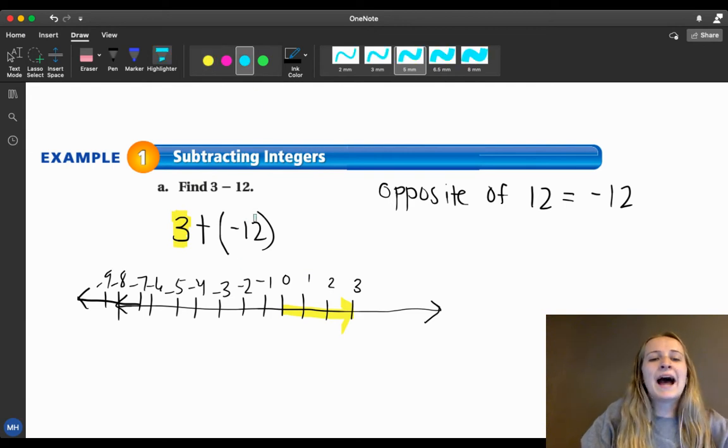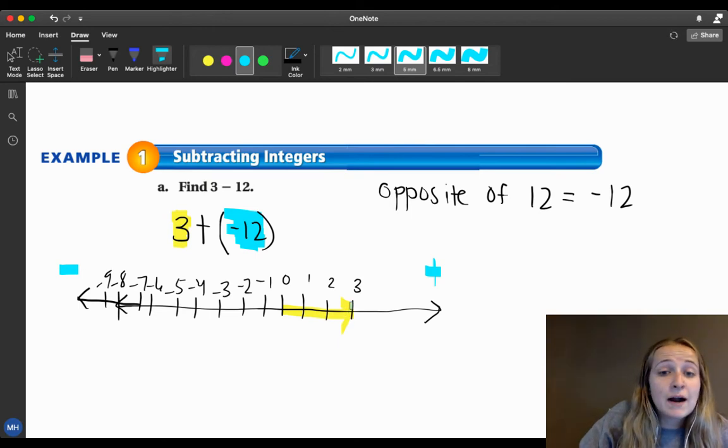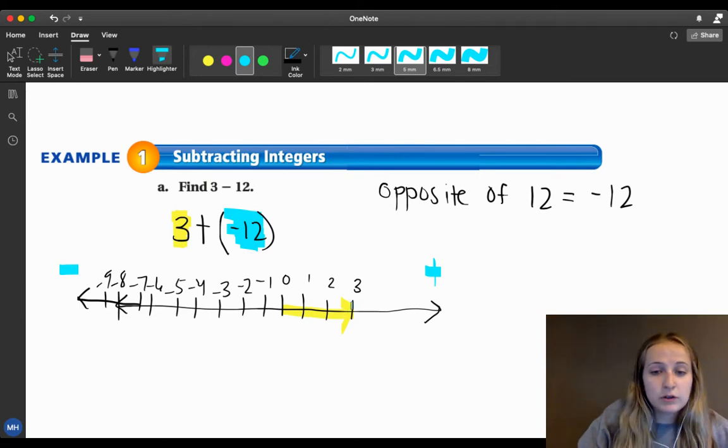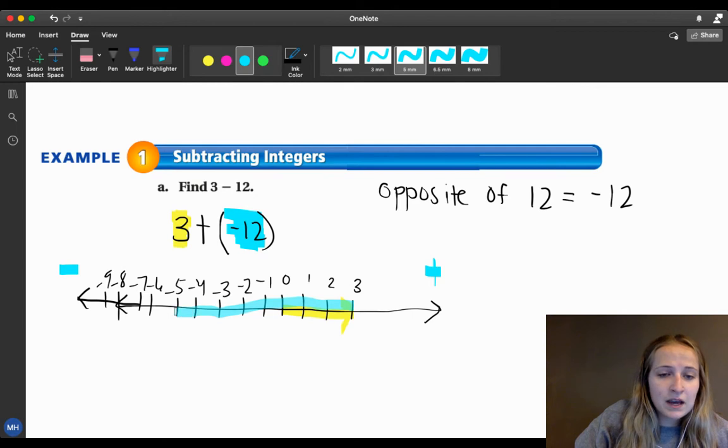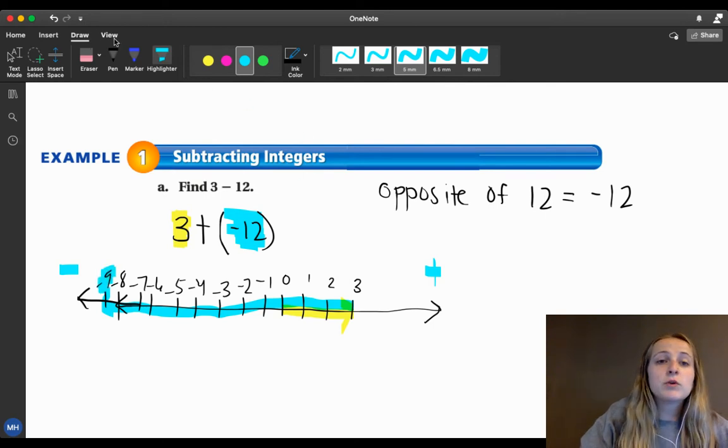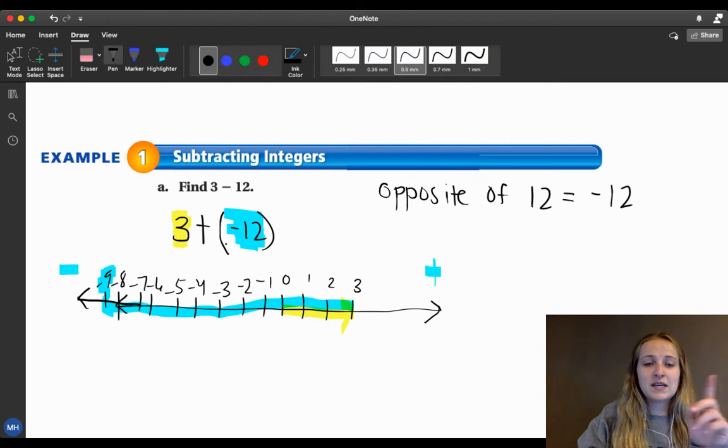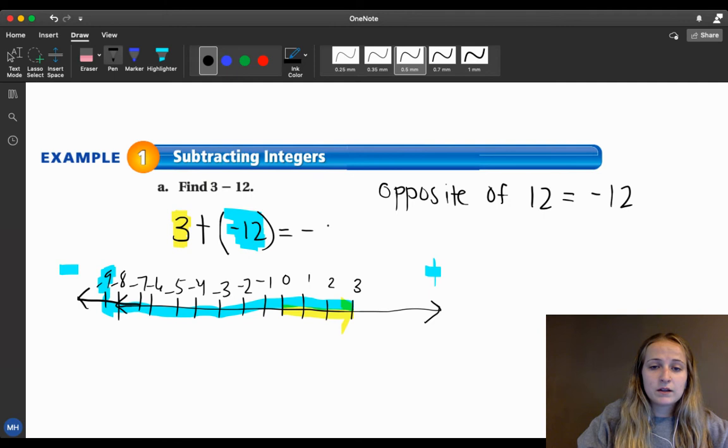If we're adding negative 12, I know that the negatives are always on the left side. We have negatives on the left side, positives on the right side. Therefore, I'm going to have to travel to the left 12 units. Here we go. Let's count. 1, 2, 3, 4, 5, 6, 7, 8, 9, 10, 11, 12. This brings me to negative 9. Just by using a number line, we can see that 3 plus negative 12 is going to give us negative 9. All right.